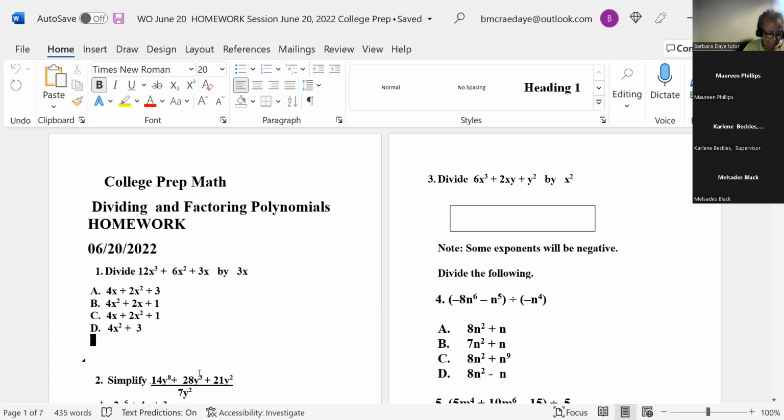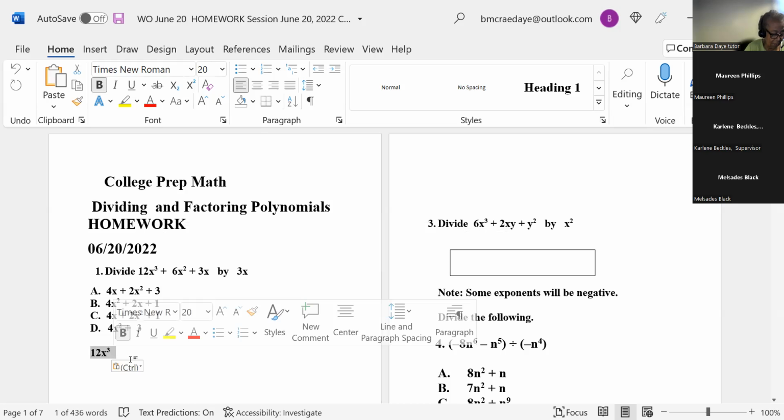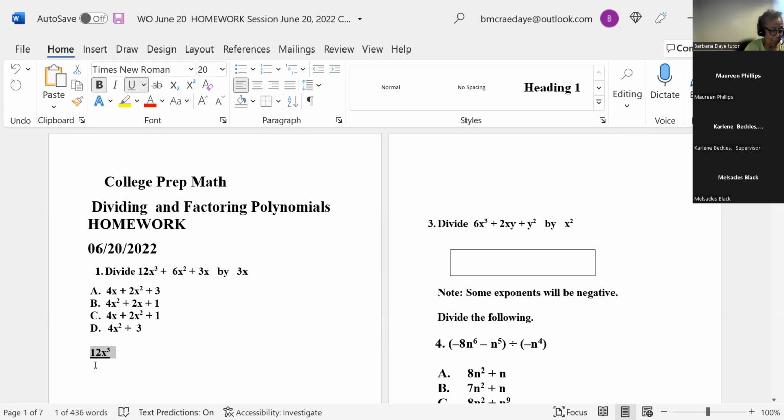Okay, so what you would do is you take the 12x to the third, put it here, and we will divide that by 3x. We divide each term. There are 3 terms in this polynomial, right? And we divide by 3x.